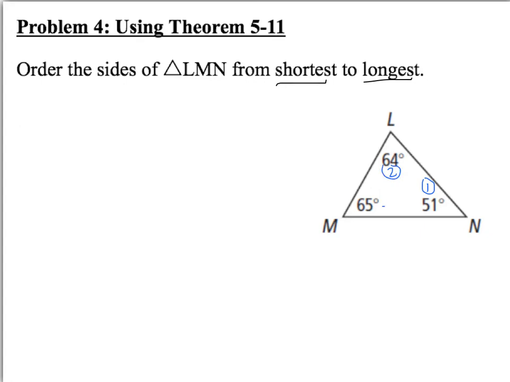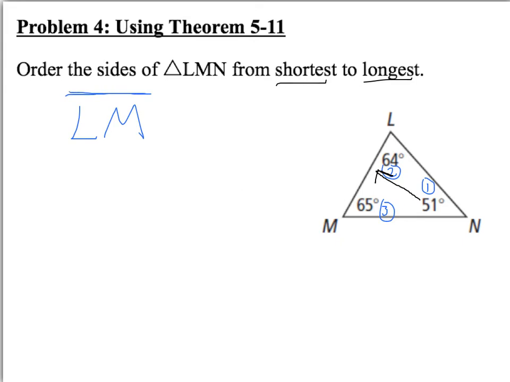And my largest would be 65. So now I'm going to put my side lengths from shortest to longest. Opposite my 51, if I'm looking across my triangle, would be LM. That's going to be my smallest side, and you have to make sure to put your symbol above your two letters.